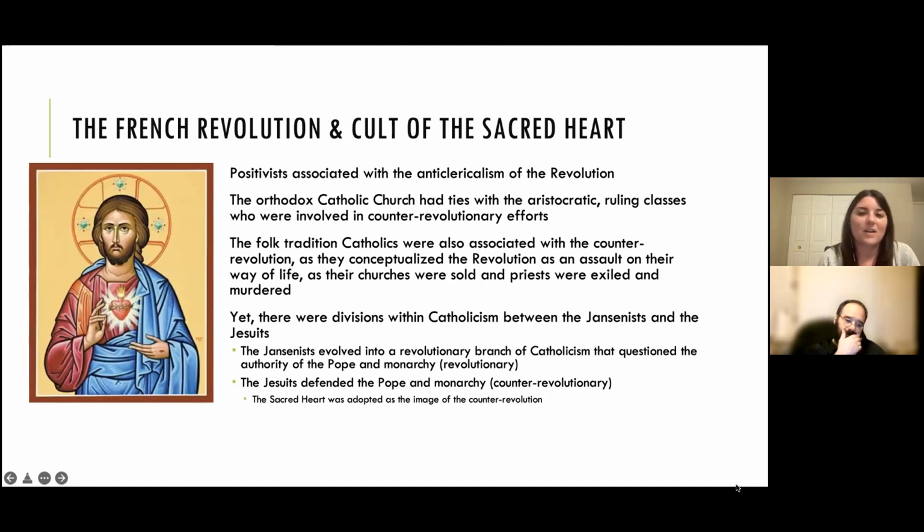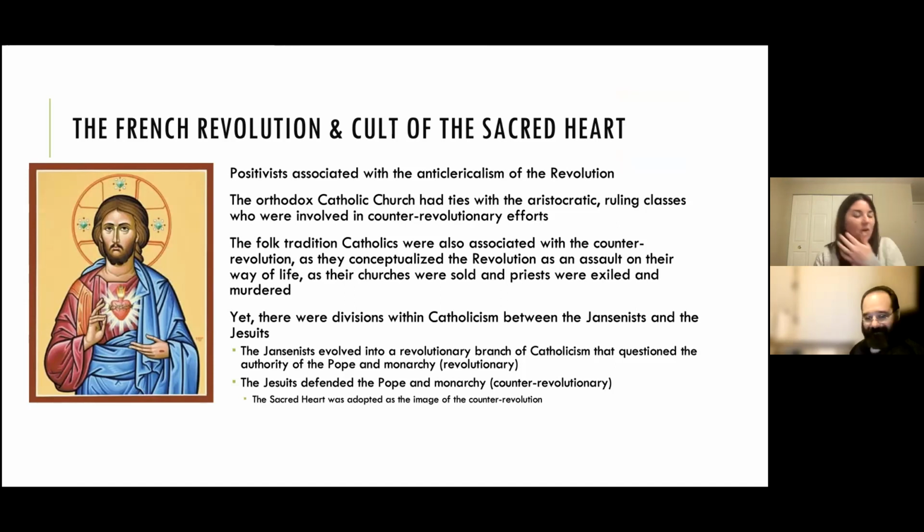Okay, so yeah, we see these divides between the Orthodox Catholics, folk Catholics, and positivists as really being rooted in the French Revolution. So again, I have a lot to cover, so I'm not going to be able to fully do this justice, but just very briefly, we might understand the Orthodox Catholic Church had ties with the aristocratic ruling classes who were involved in counter-revolutionary efforts, whereas we might associate the positivists with the anti-clericalism of the revolution.